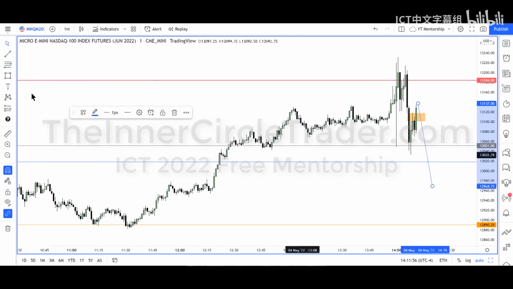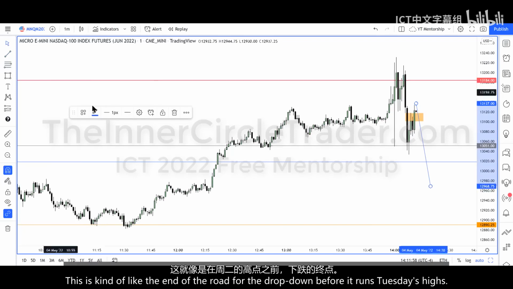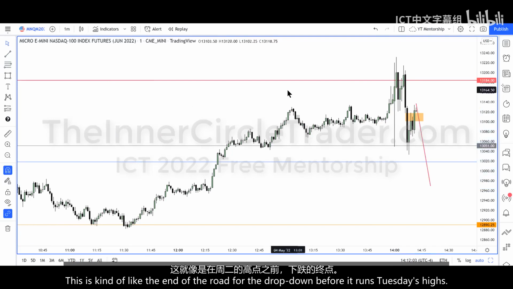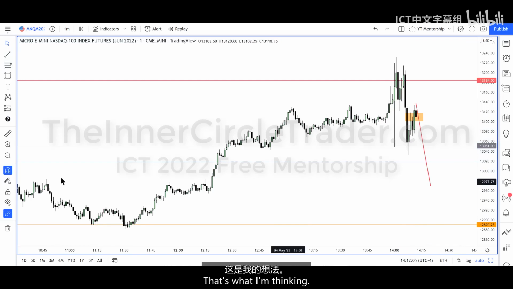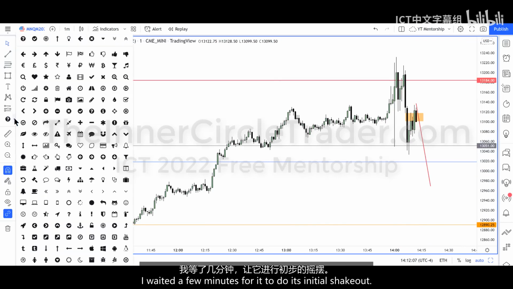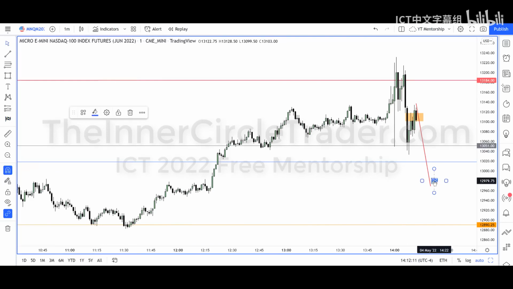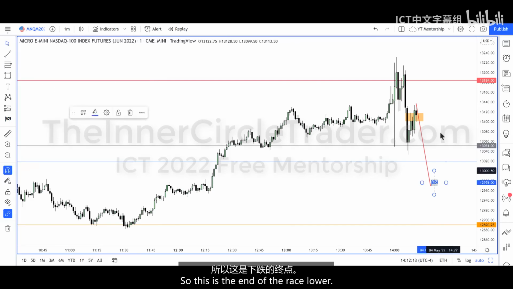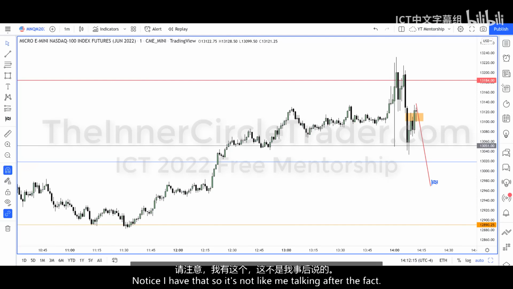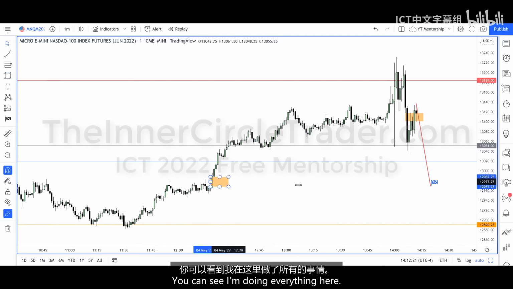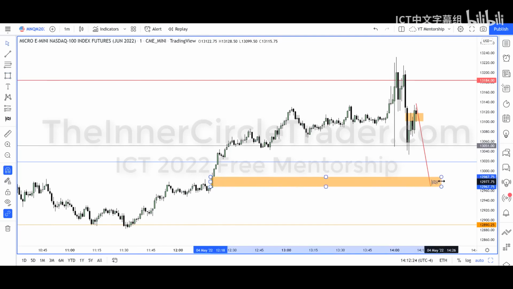Now I'll outline this as I go. This is kind of like the end of the road for the drop down before it runs Tuesday's highs. That's what I'm thinking. This is FOMC. I waited a few minutes for it to do its initial shakeout. So this is the end of the race lower. That's the little checkered flag here. Notice I have that, so it's not like me talking after the fact. You can see I'm doing everything here.